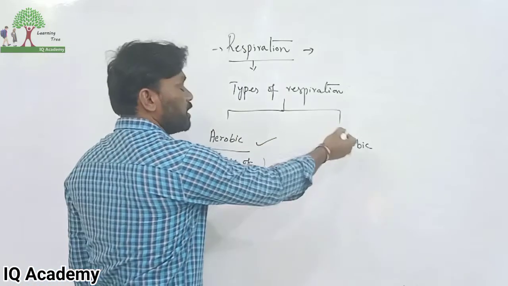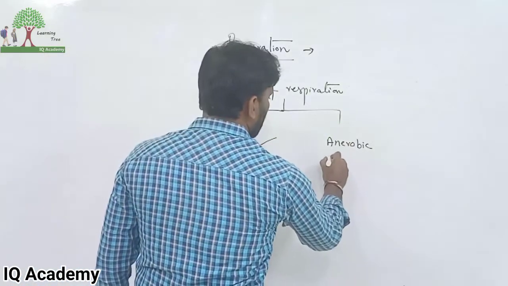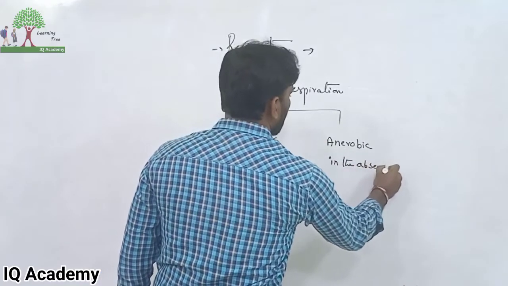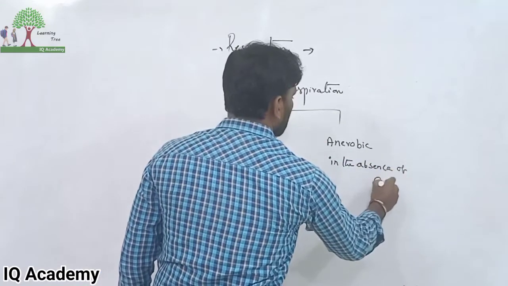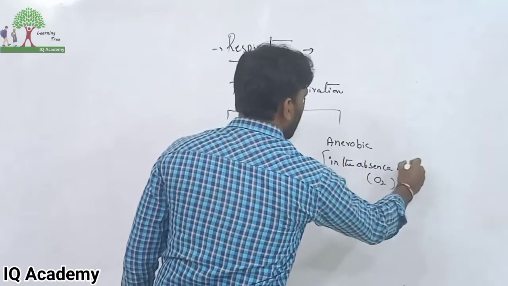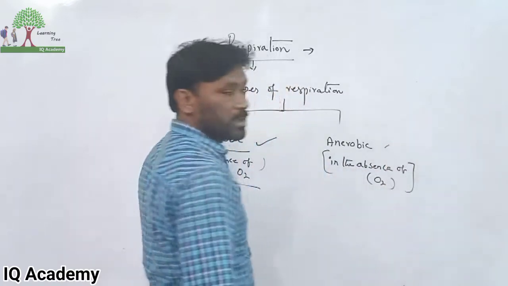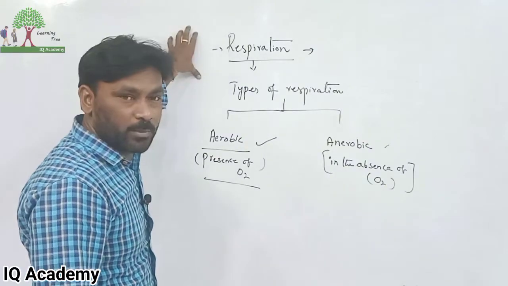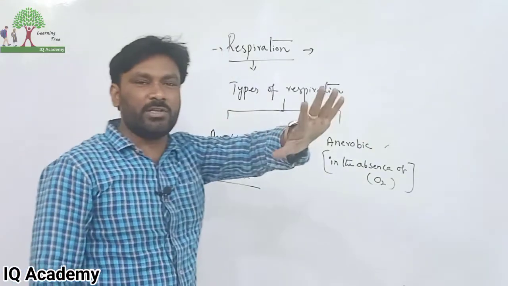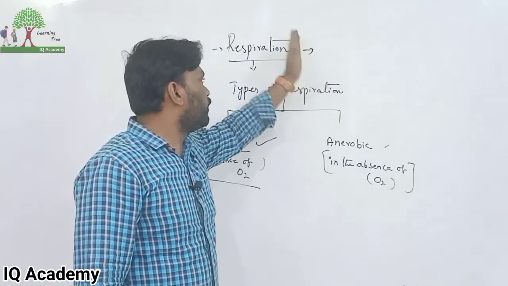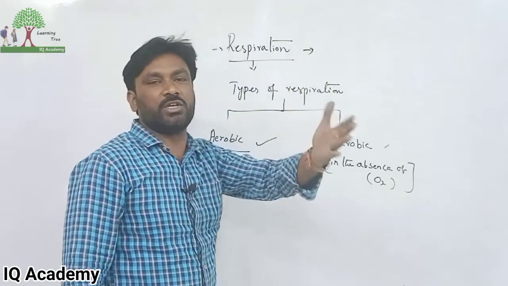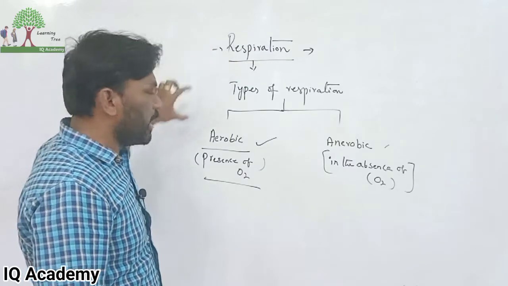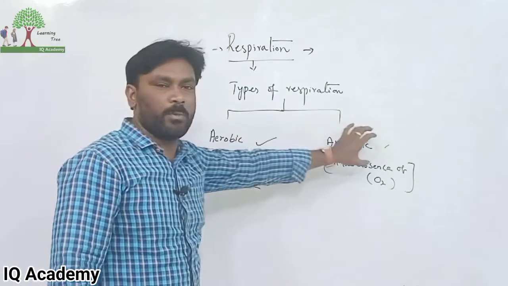If the respiration takes place in the absence of oxygen, it is called anaerobic respiration. Once again I will repeat, respiration is a catabolic process where energy is released, and the intaking and releasing of gases is called respiration. The types of respiration are aerobic respiration and anaerobic respiration.